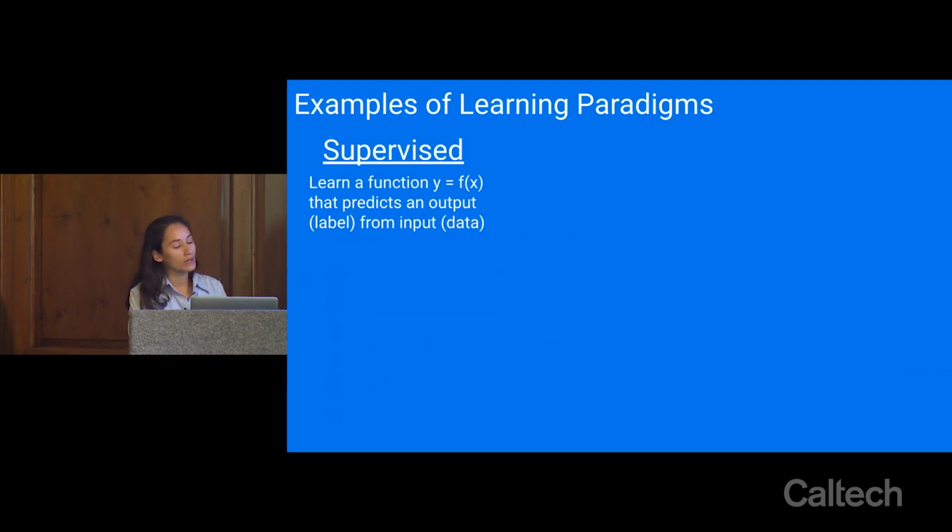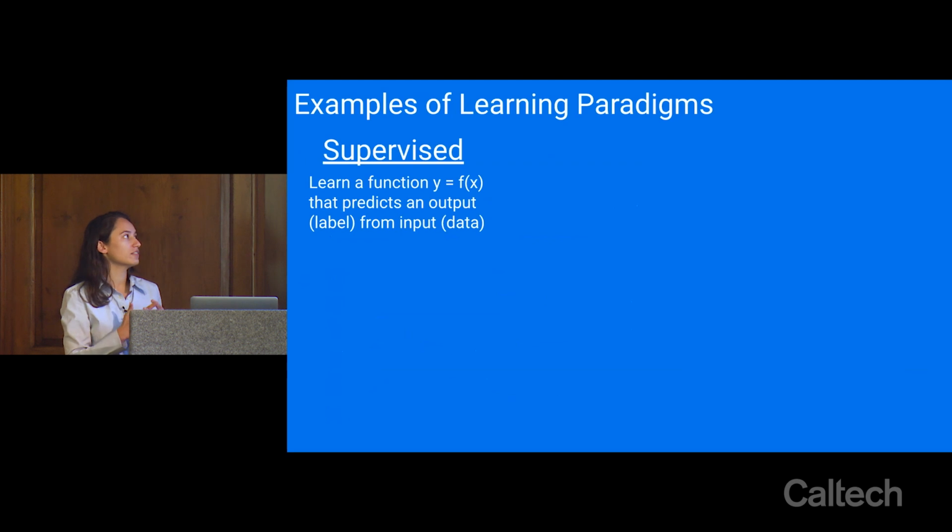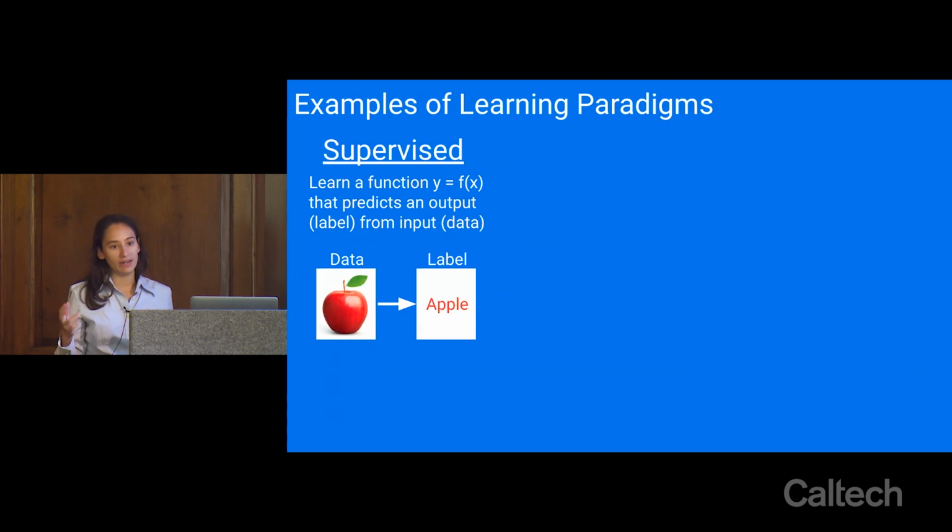All right. Okay, so examples of learning paradigms. Here, you guys have probably most been exposed to supervised learning, and this is when you want to learn a function y equals f of x that predicts an output label from input data. So an example might be I have a picture of an apple and that's my input data, and I want to be able to say, okay, that's an apple. So the label for the image is an apple. I want to take in the image and output, yes, that's an apple.